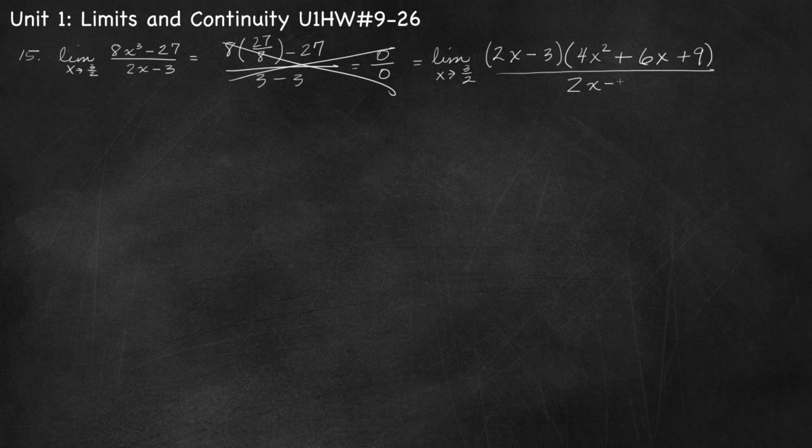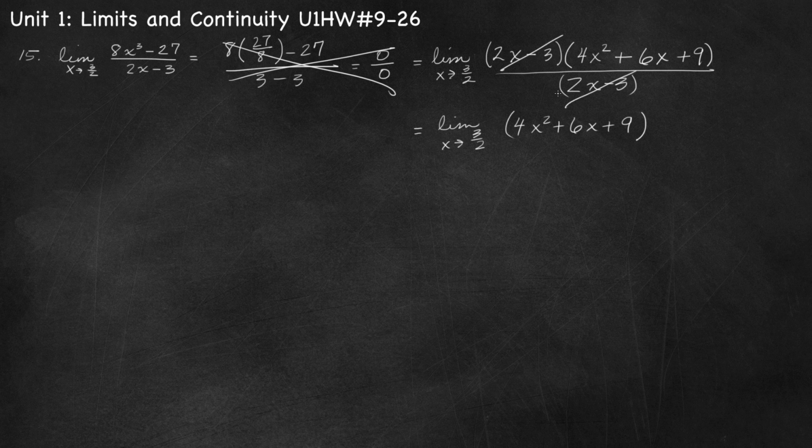Over our denominator, 2x minus 3. Now we have a common factor that we can remove, and we'll reevaluate our limit as x approaches 3 over 2 of 4x squared plus 6x plus 9. By removing that common factor, that removable discontinuity, what we're doing graphically is filling in that hole.